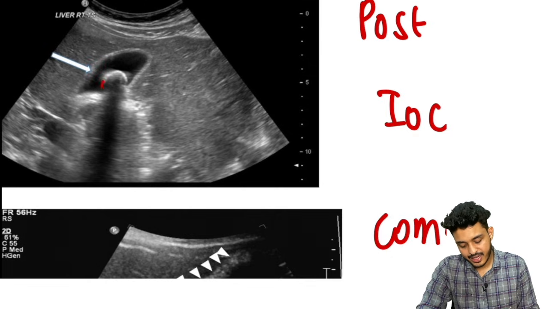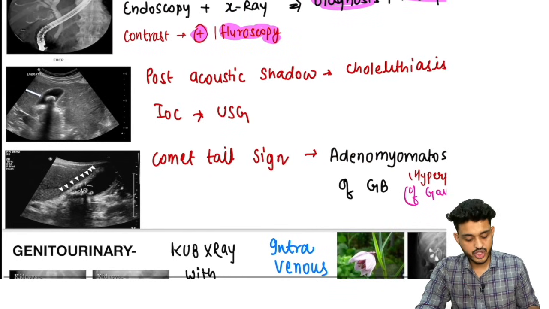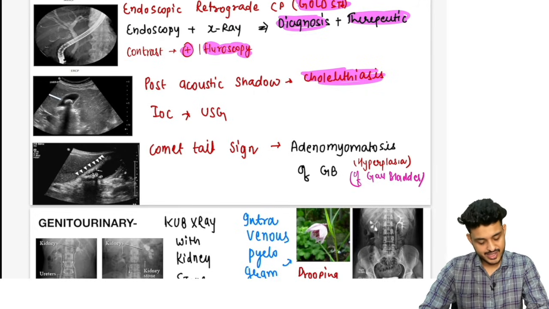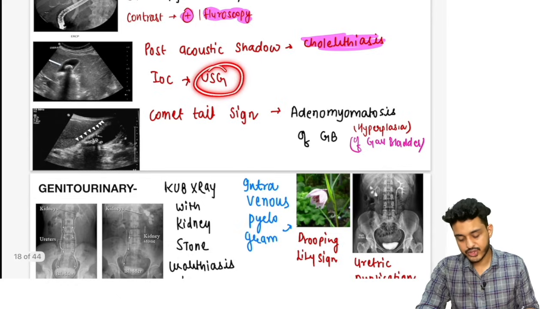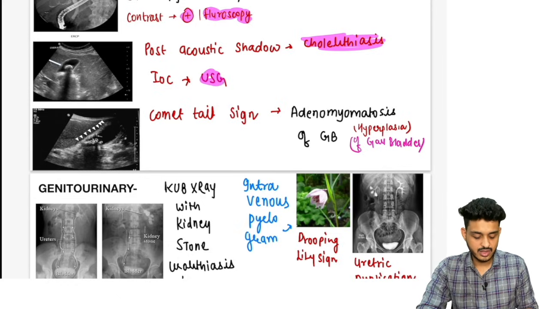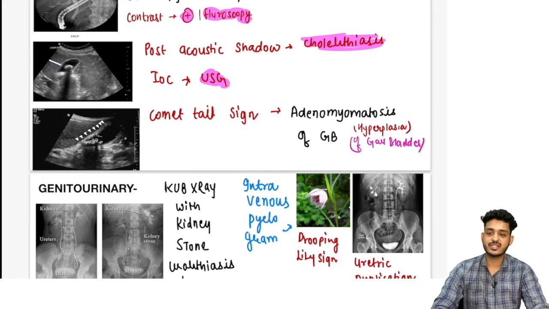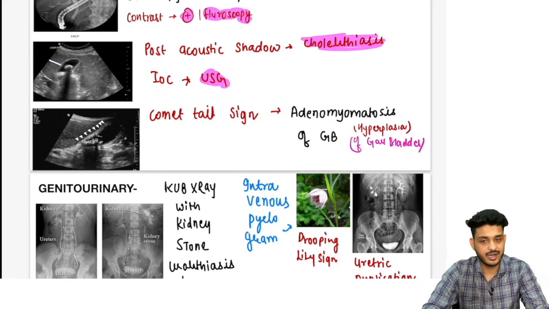So this black color shadowing that you can appreciate over here, this is known as what? Posterior acoustic shadowing, beta. This is known as posterior acoustic shadowing, which is a characteristic feature of cholelithiasis. The investigation of choice is going to be what? Ultrasound. USG is going to be the investigation of choice for the stones in the gallbladder, beta. Other stones you can do X-ray, you can do CT, right?